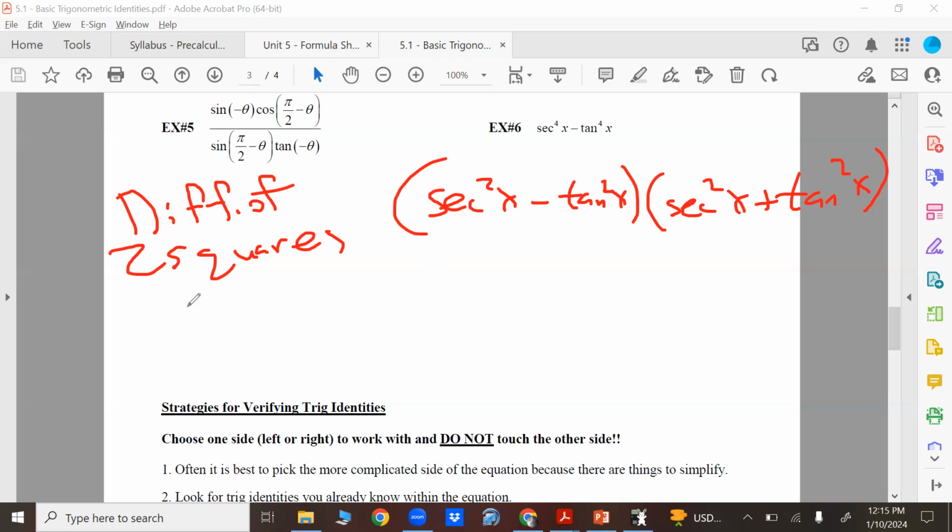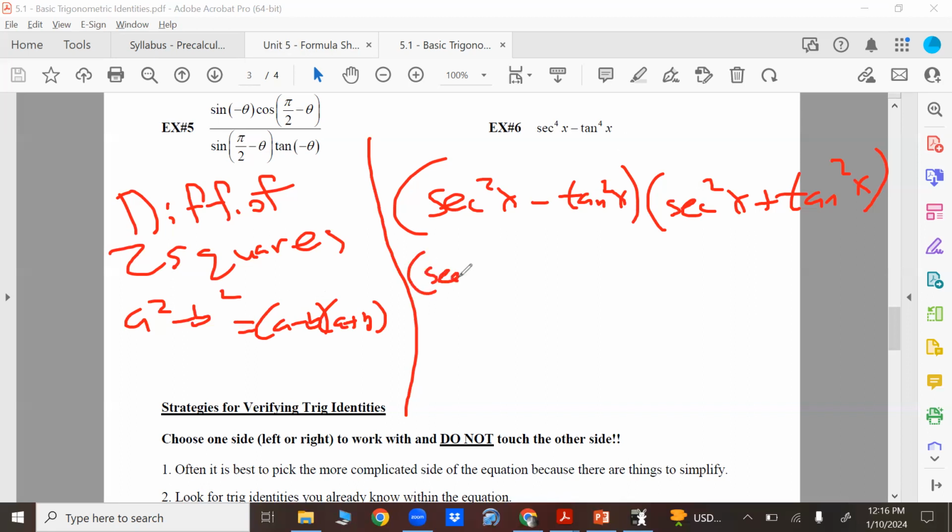Anyway, the difference of two squares. That's just this. You guys might remember that. So that's exactly what I did here. I did the difference of two squares. And I could do it again. Secant x minus tan x, secant x plus tan x. And then secant squared plus tan squared x. I don't think that's an identity. Unfortunately, I can't do anything about that. So I just leave it like that.